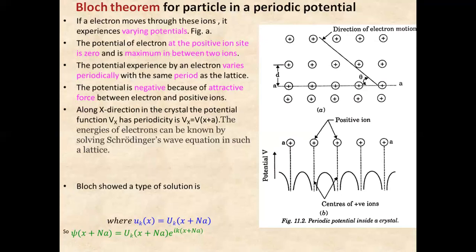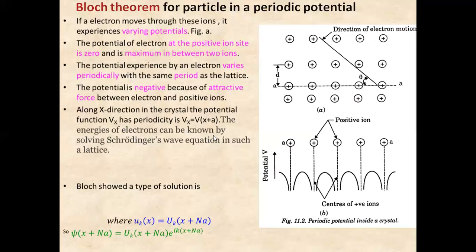The potential is negative because of the attractive force between the electron and the positive ions. Along the x direction in the crystal, the potential function V(x) is periodic: V(x) = V(x + a), where a is the lattice distance.